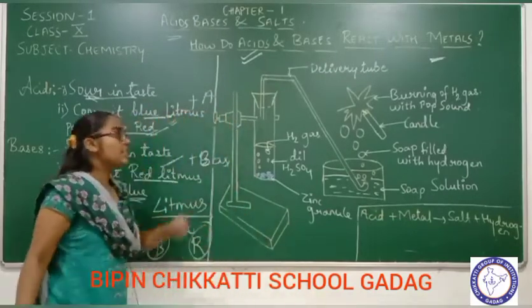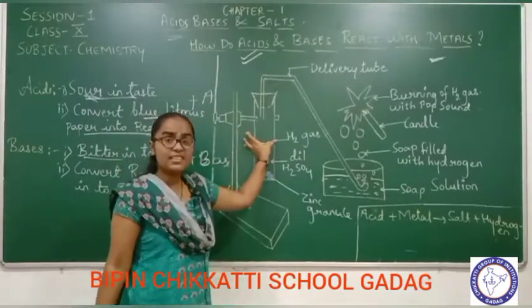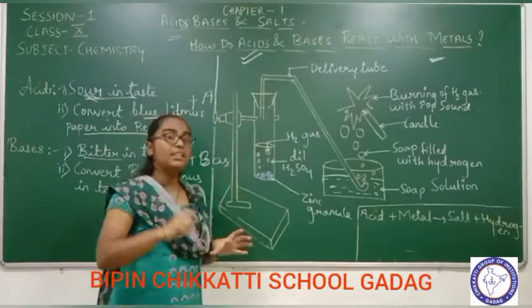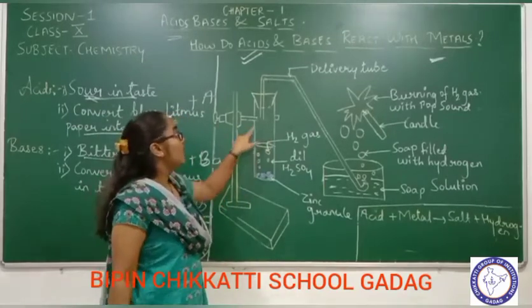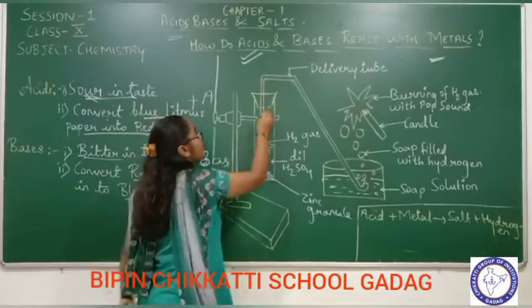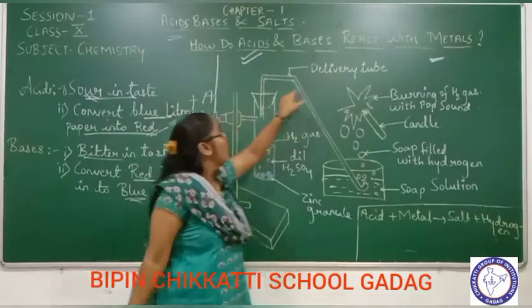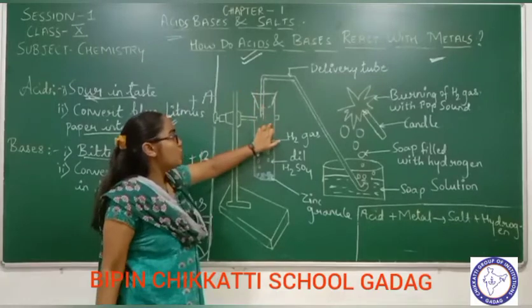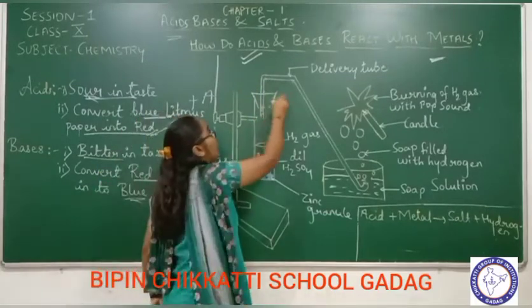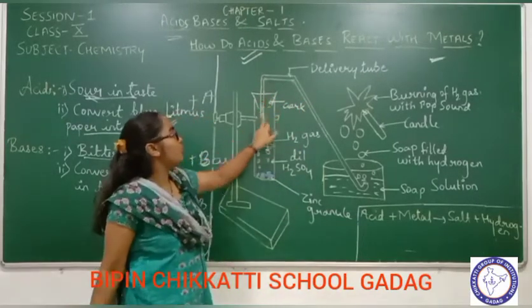So here the assembly consists of certain apparatus. This long test tube is clipped onto a stand. They have been fixed with the stand. Then this test tube has an inverted tube inside it. This inverted tube is nothing but what is called a delivery tube, right? This inverted tube and the test tube are fitted with a cork. This wooden cork is fixing the delivery tube with the test tube.